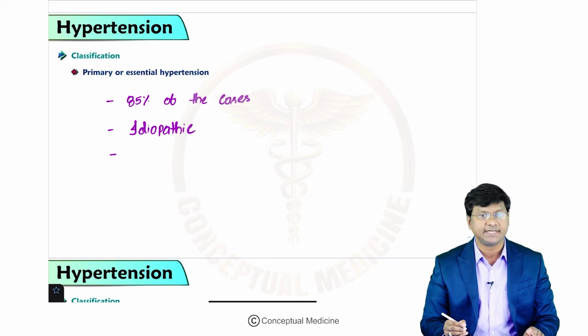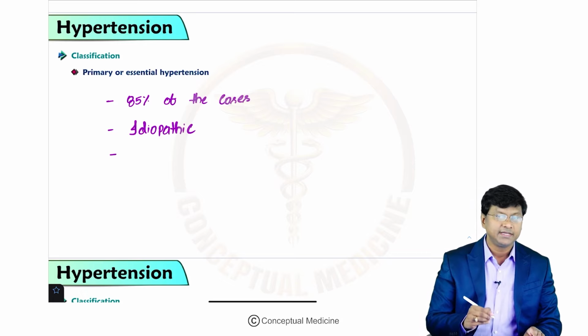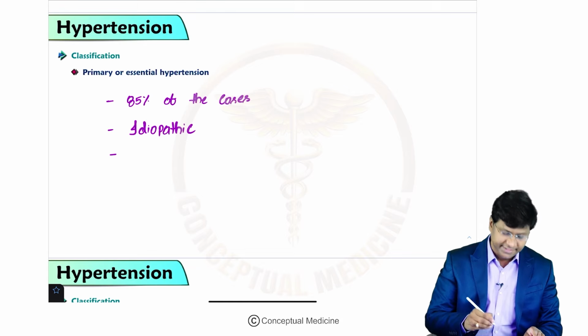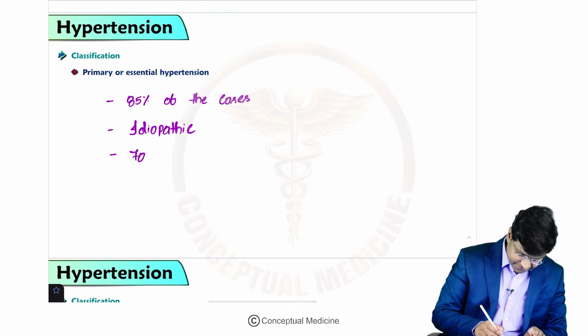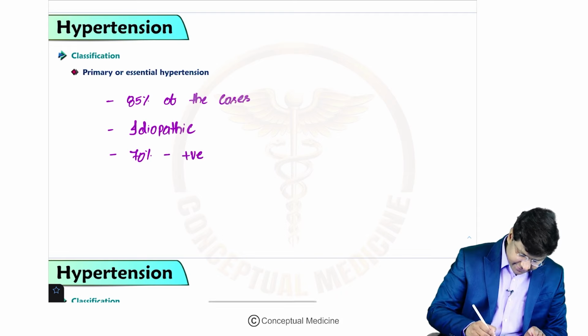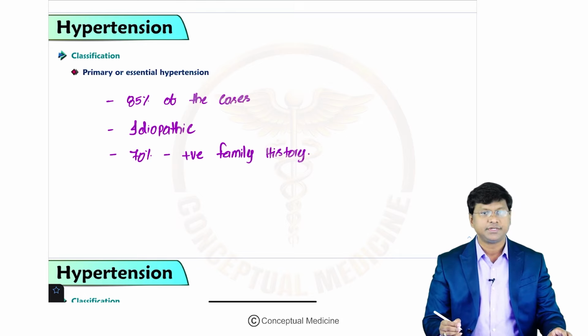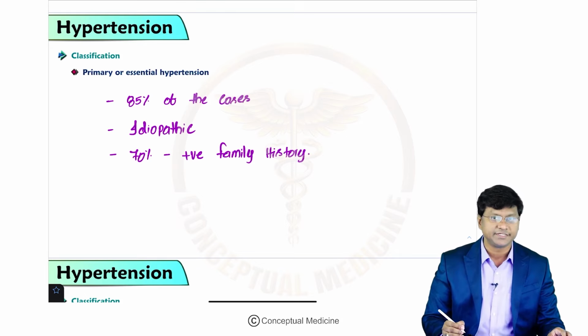We don't know what exactly is the cause, and almost 70% of them have a positive family history. So that is your primary or essential hypertension.